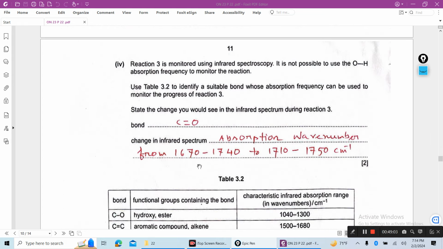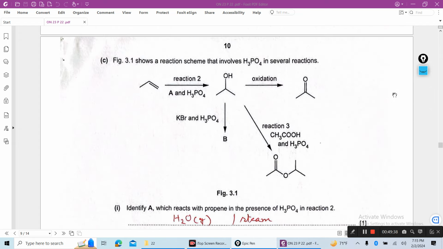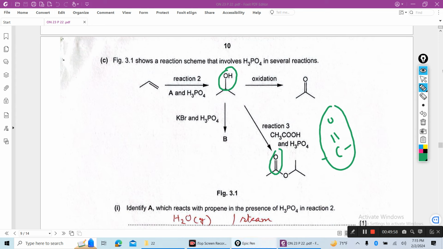Next, reaction 3 is monitored using infrared spectroscopy. It is not possible to use OH absorption frequency to monitor the reaction. Use this table to identify a suitable bond whose absorption frequency can be used to monitor the progress of reaction 3. And in reaction 3, what reaction happened? This alcohol converted to ketone. So you will see this absorption peak.